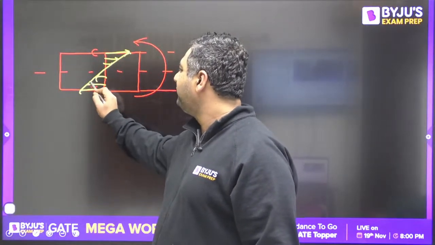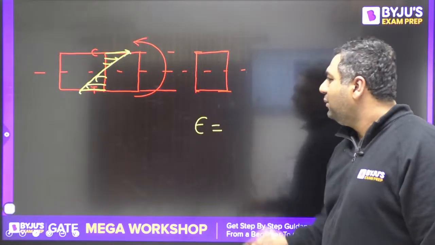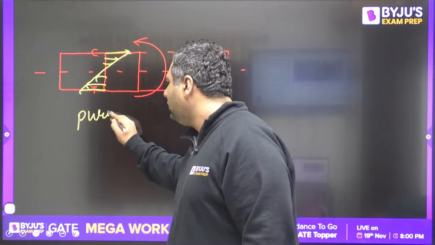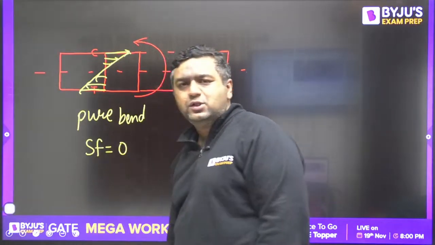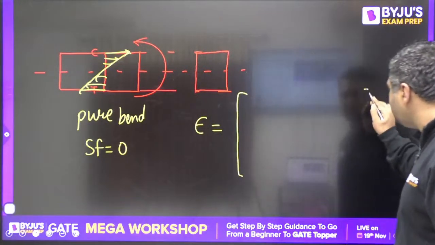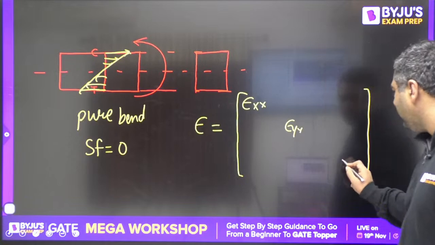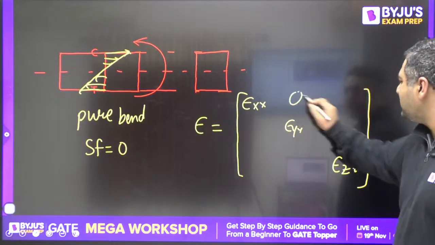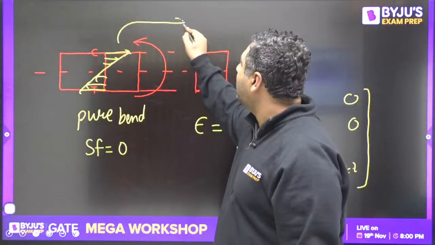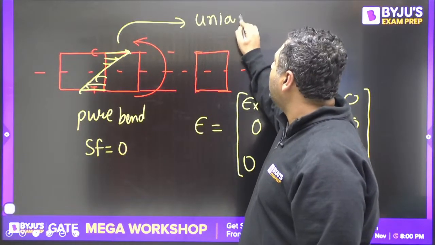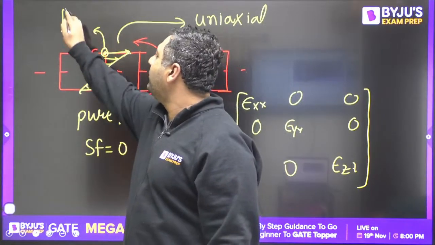Don't worry about that. So if we are going to write the strain tensor, pure bending is the condition when shear force becomes 0. Because of that, when you write the strain tensor, here you would have some epsilon xx, here some epsilon yy, here some epsilon zz. The rest are going to be 0, 0, 0, 0, 0 and 0. Then you also know this is uniaxial loading. Pure bending is uniaxial loading. Uniaxial means if you want to see the state of stress of this point, you would show it in this way.